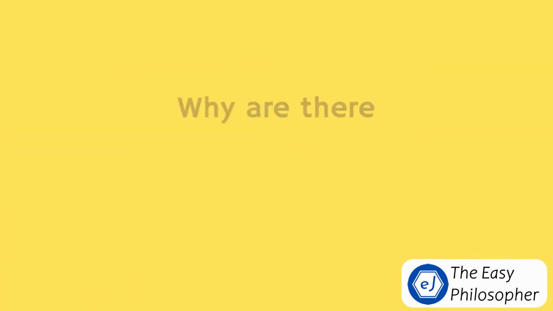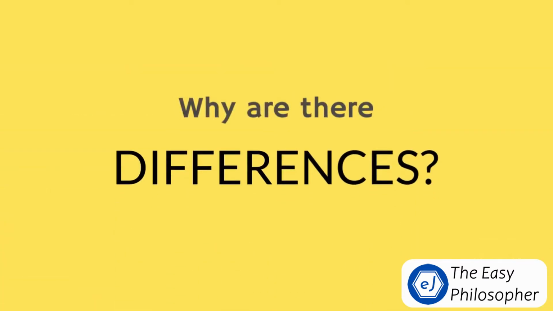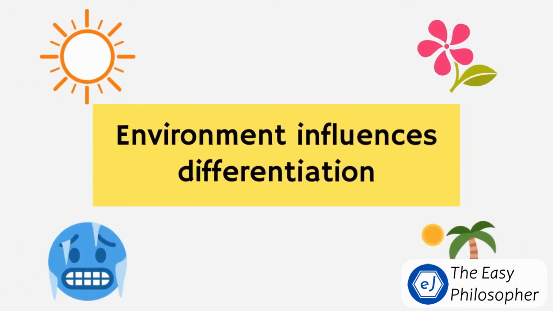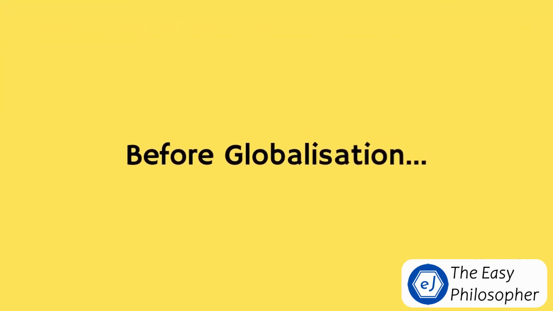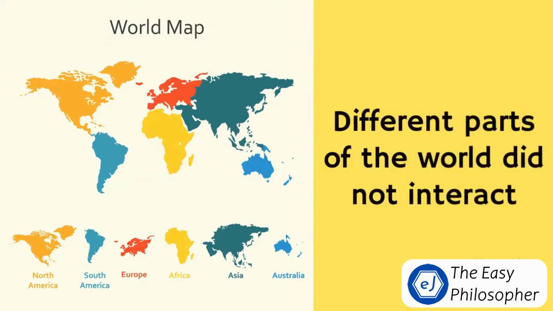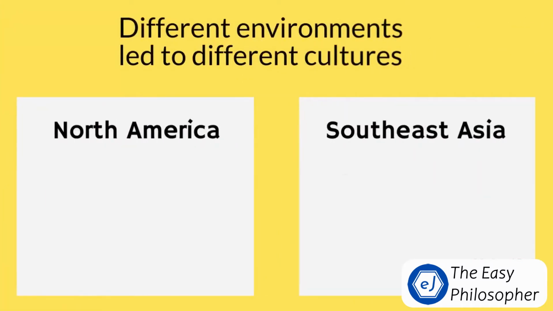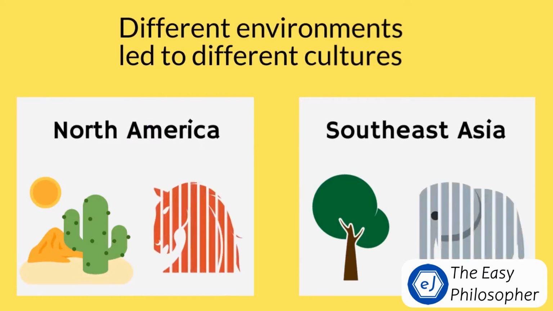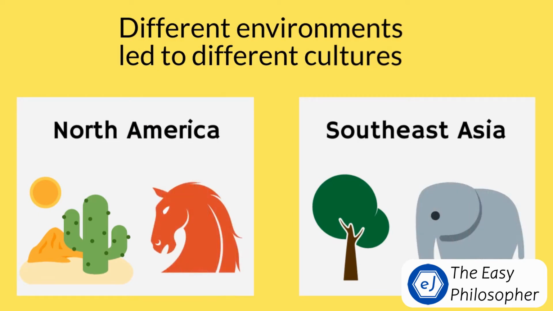Why are there differences? Firstly, the environment influences differentiation. Before globalization, different parts of the world did not interact. There were people from different cultures living on several continents, having never met another culture. For example, the climate in a location would influence how its people saw the world. The flora and fauna found in the place would also influence each culture's cuisine.